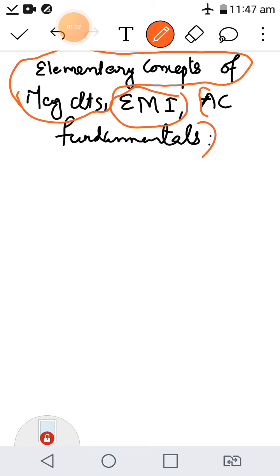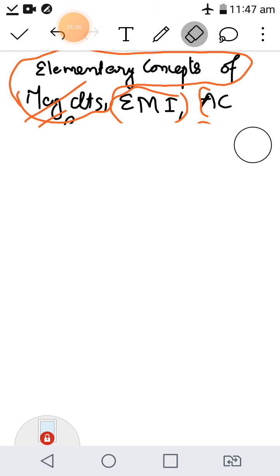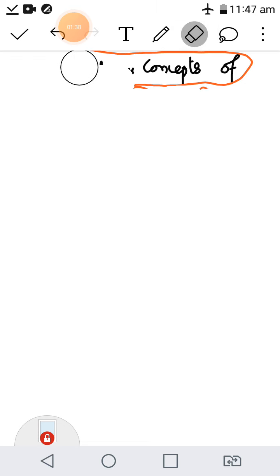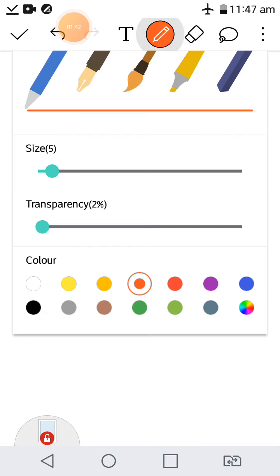So we will start with the first part. We will learn these elementary concepts of magnetic field and circuit first. Okay, so the basics of magnets, you might have learned.